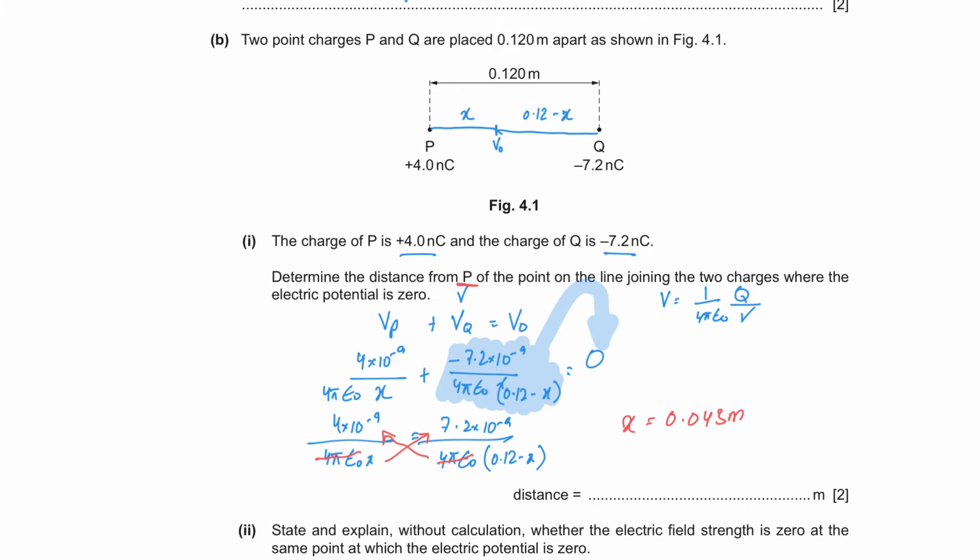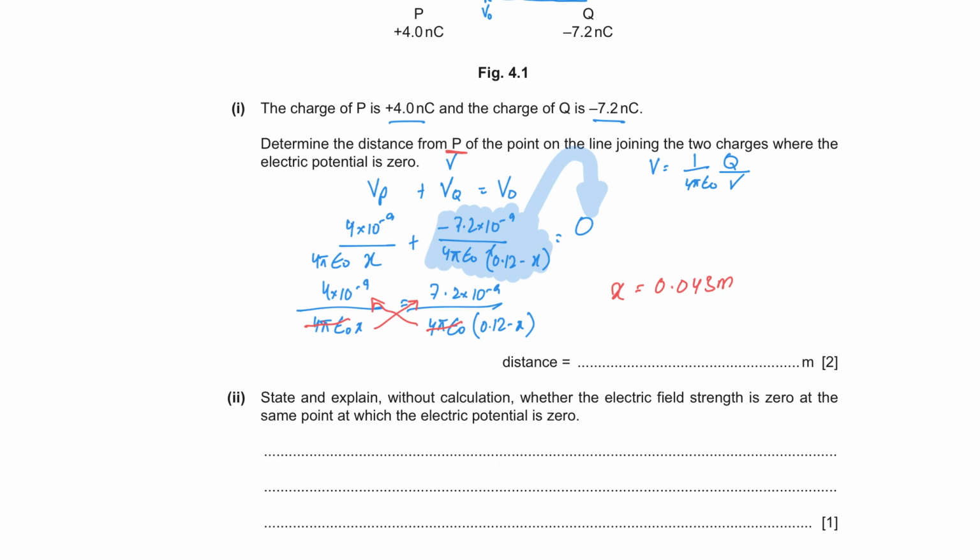Part 2 says, state and explain without calculation whether the electric field strength is 0 at the same point at which electric potential is 0. Now, before we answer this question, what does electric field strength being 0 mean? Electric field strength being 0 means that the electric force is 0, which basically means that this is a null point.